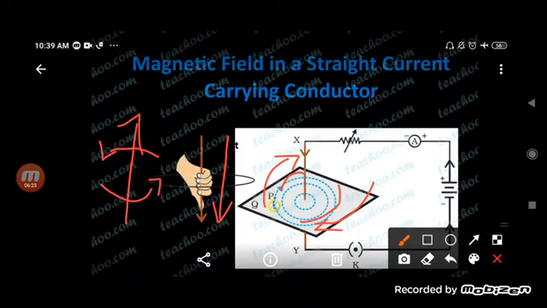So if the current is moving in the upward direction, the magnetic field produced around the conductor is in the anti-clockwise direction, and if the current is flowing in the downward direction, the magnetic field produced here will be in the clockwise direction. So this is what, students, this is the right hand thumb rule.